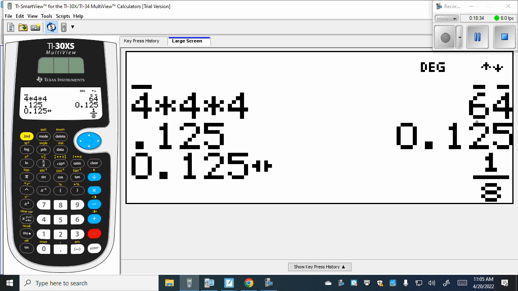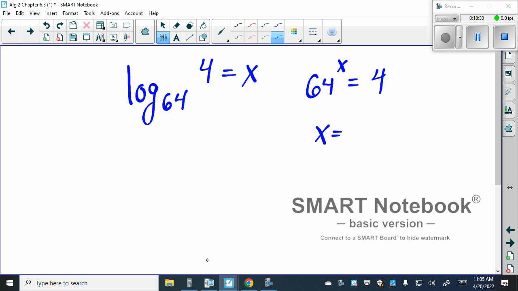4 times 4 times 4 is 64. So if I know 4 cubed is 64, what do we have to put 64 to? 1/3. Because the cube root of 64 is 4. So if I have to cube it to get to 64, we take the opposite operation, 1/3 of it, to get back. Questions on any of this here?